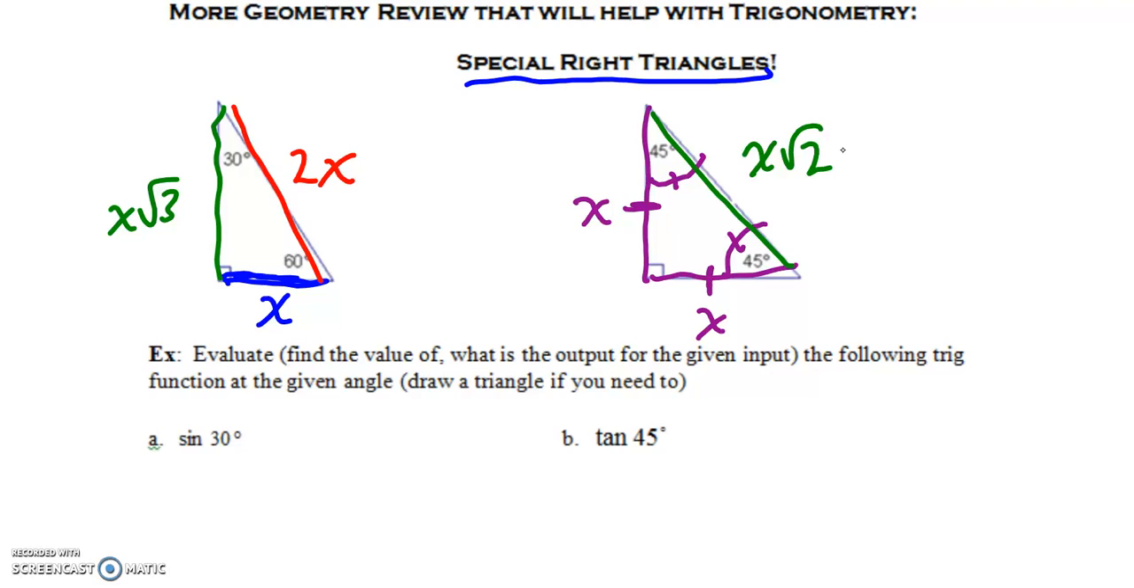As a memory trick, and I will mention this later as well, a lot of students forget which one has the root 3 and which one has the root 2. I say to myself, because this has a 30-degree angle, it has a 3 in it, that's why there's a root 3 here. And because there are two congruent sides, that's why there is a root 2. That's at least a nice memory trick.